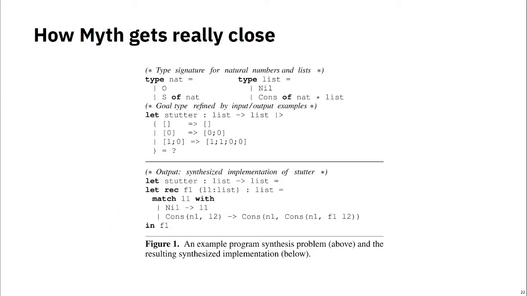As an example, here's the custom language that the Myth program synthesizer uses. As you can see, we define nat as an inductive type, and we define list as an inductive type, not dissimilarly to the first step of the design recipe. Then, we specify that we want to make a function called stutter, which takes in a list and returns a list, that duplicates every element in the list. This is the synthesized implementation that Myth comes up with, which is fully correct and also follows a very similar structural decomposition template. Altogether, it seems like this is effectively what we want.